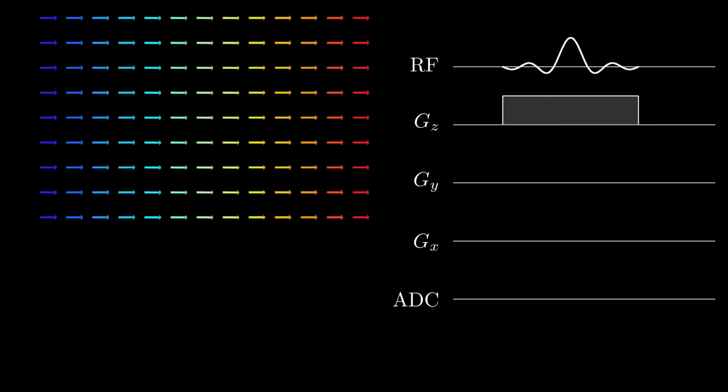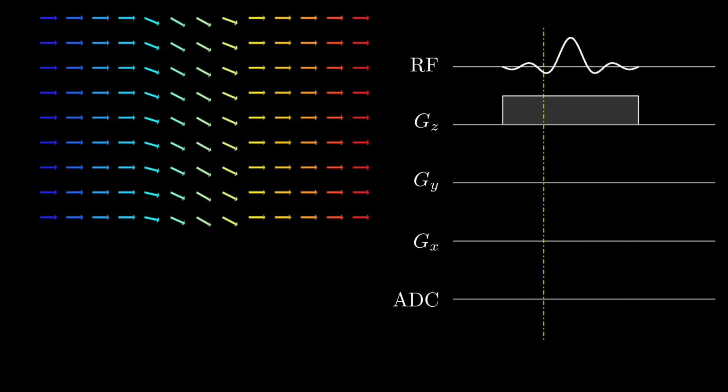Okay, so let's return to our spins, and I'll draw the timing diagram here with our excitation pulse and slice selection gradient. Since we're looking at an axial slice, for our illustration today, the Z gradient is our slice select gradient, and I'll use Y as the phase encode gradient and X as frequency encode in our example today. So let's play our sequence and see what happens.